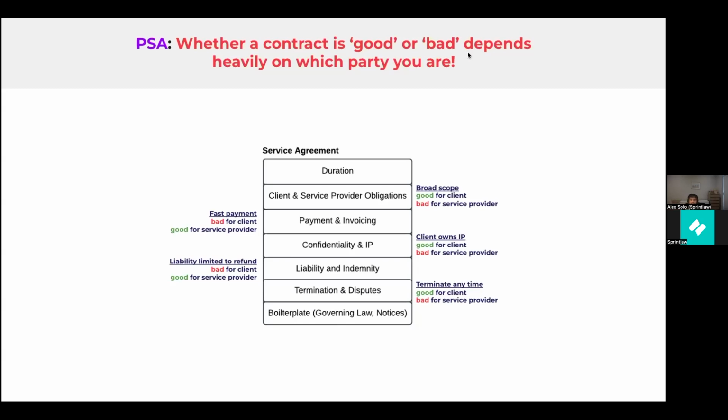Fast payment: anytime an invoice is issued, it must be paid within 2 days. Very bad for the client. They might not have the cash to stump it up that quickly, but good for the service provider. IP: who's going to own any IP or original work that's created? The client might want to own whatever the service provider does.